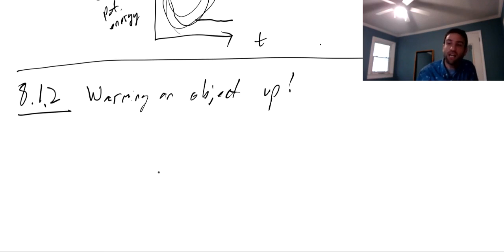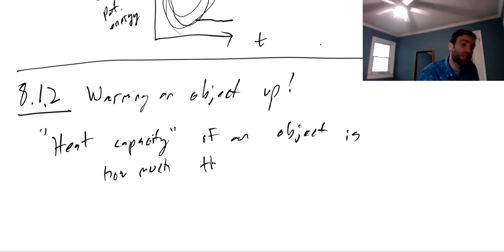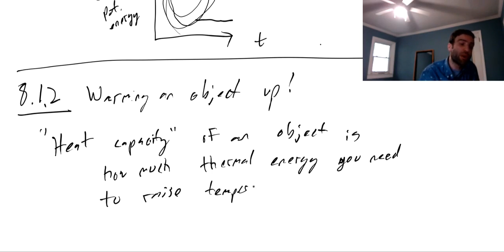Right? And the heat capacity of an object refers to how much thermal energy is needed in order to raise its temperature by 1 degree. So it's how much thermal energy you need to raise the temperature by 1 degree, by one unit of whatever scale you're measuring temperature with.